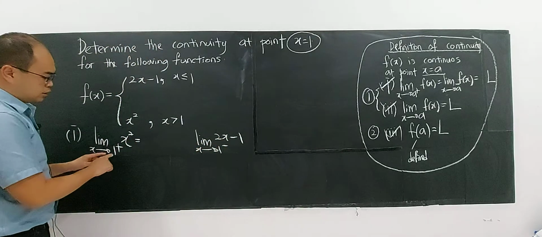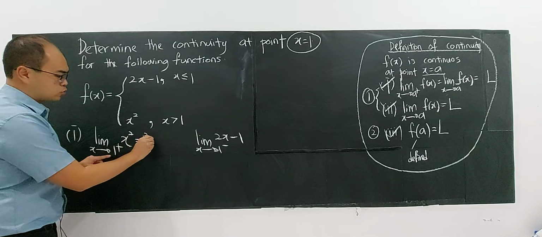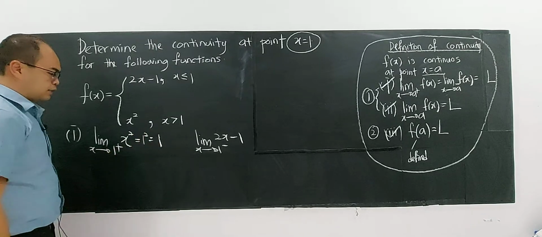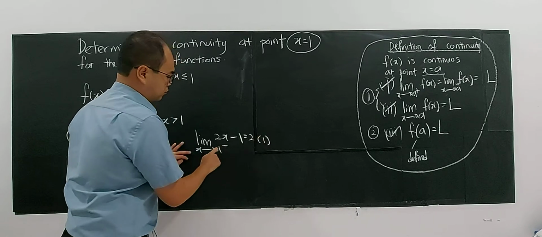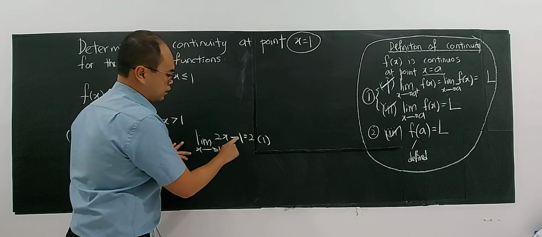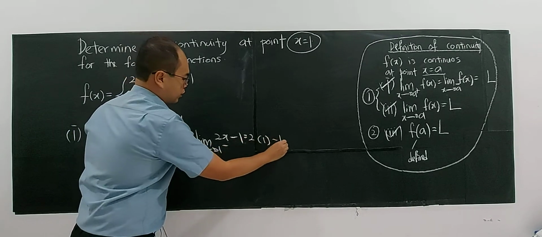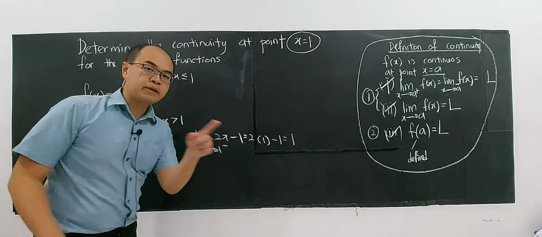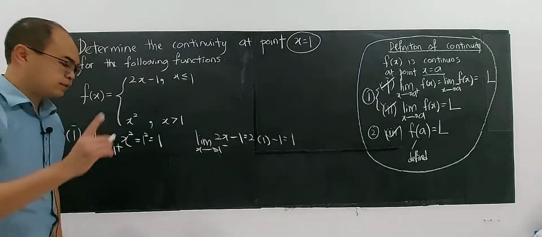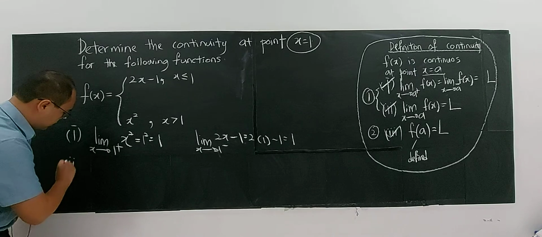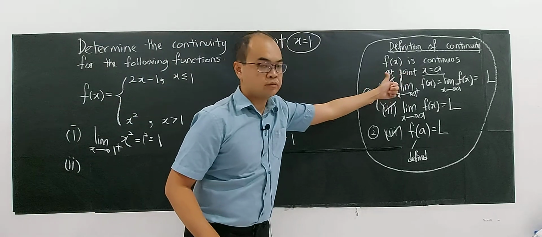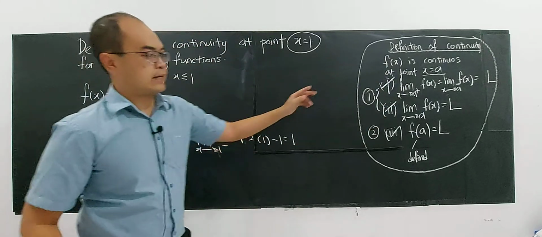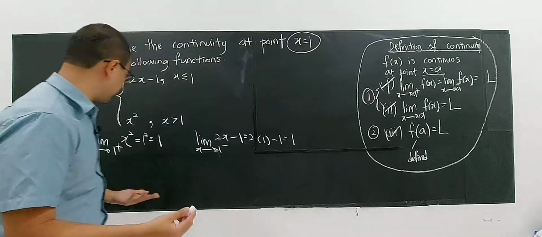You can directly substitute the point here. 1 squared, you're getting 1. How about this one? You substitute: 2 multiplied by 1 minus 1, you are getting 1 also. Does the limit exist? Yes, the limit exists. We have passed the first test. Good. The second test comes from number 1, which is that the limit exists.